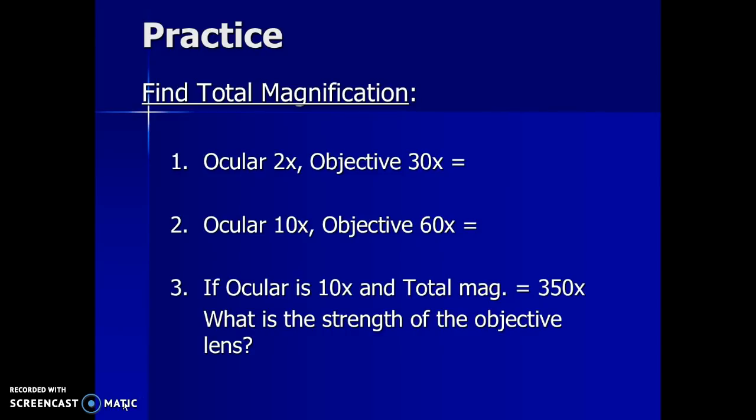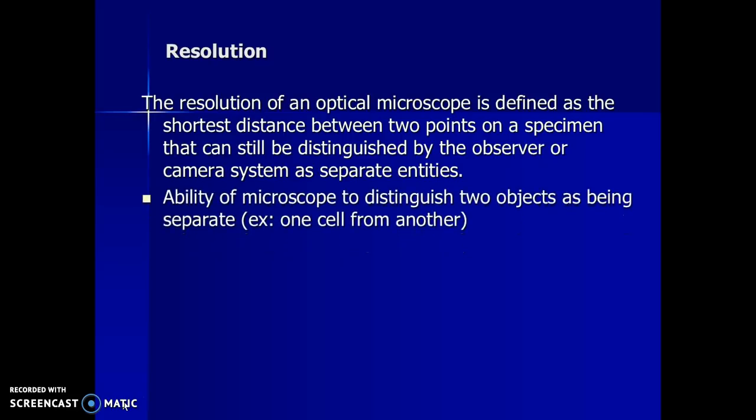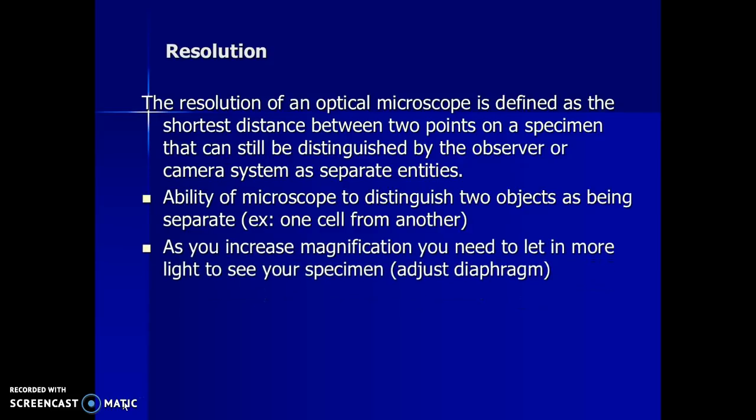So here's a little practice for you. Solve these problems to find out the total magnification. Now, what is resolution? Resolution means how sharp and clear you can get the image. Resolution can be increased by adjusting the light. So in your measuring with microscope lab, you will find the diameter of the field of view using the ruler, and I will show you the formula in the next slide.